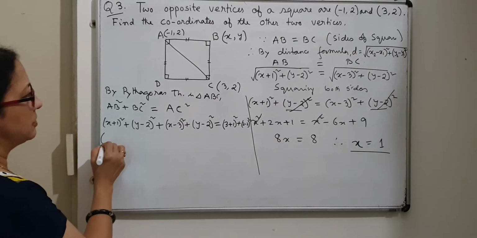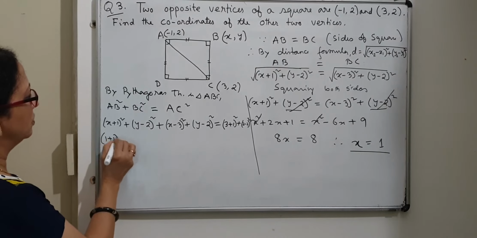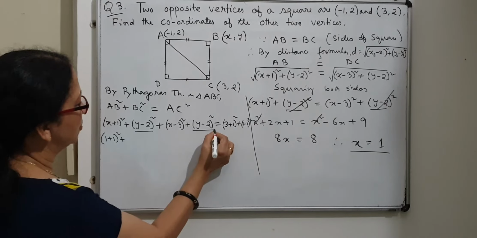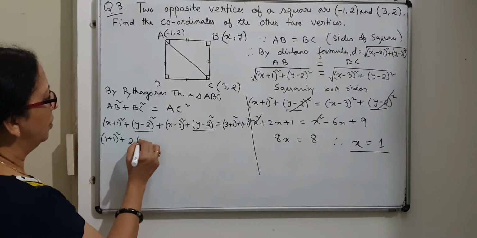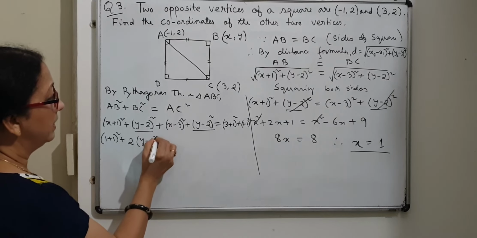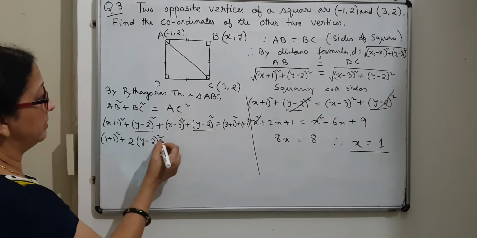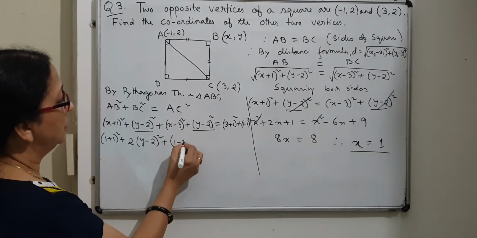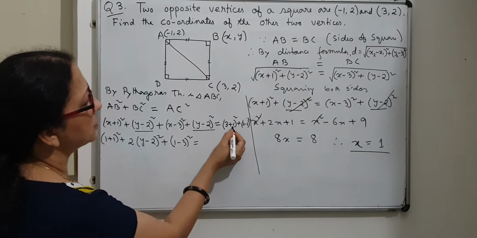So in place of x I am putting 1 plus 1 whole square. Now this is y minus 2 whole square, this is also y minus 2 whole square. So I can write twice of y minus 2 whole square. Instead of opening 2 times, I can write in this way. You observe these things. X is 1, so 1 minus 3 whole square is 4 squared.